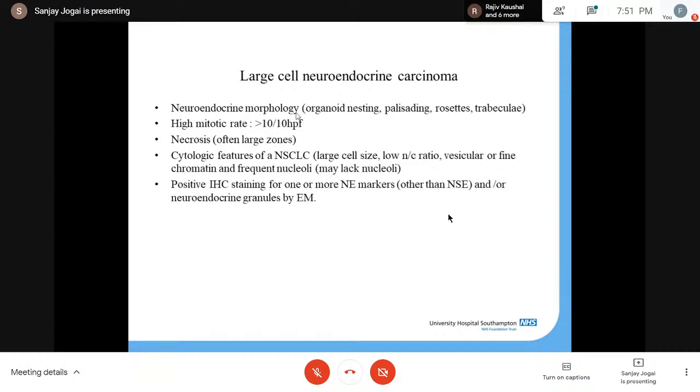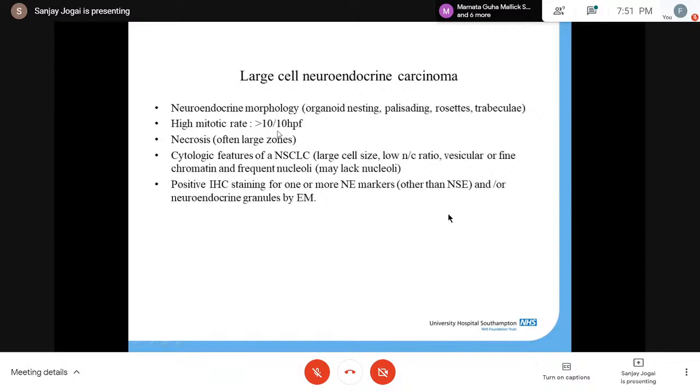So the morphology is very crucial. You typically have organoid nesting, peripheral palisading. You can see rosettes, you can see trabeculae. Mitotic count is very high. So when you put a large cell neuroendocrine carcinoma under the microscope, it straight away is a very worrying looking tumor. And even on a scanner, you can see large areas of necrosis.